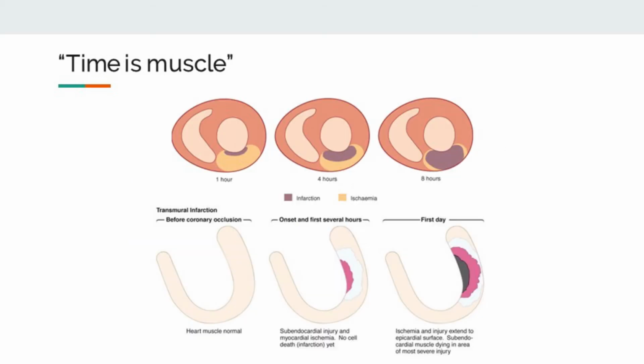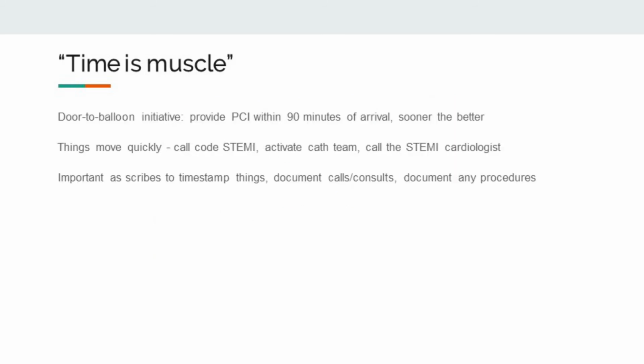Cardiologists have a saying: time is muscle. If a patient is having a heart attack, the longer we let it go without treating it, the more cardiac muscle will die. So here's a couple of diagrams of how ischemia and infarction advance if coronary occlusion is not treated. The door-to-balloon initiative is a goal that the medical community set for themselves, that in the case of a STEMI, we want to provide PCI within 90 minutes of the patient's arrival to the hospital.